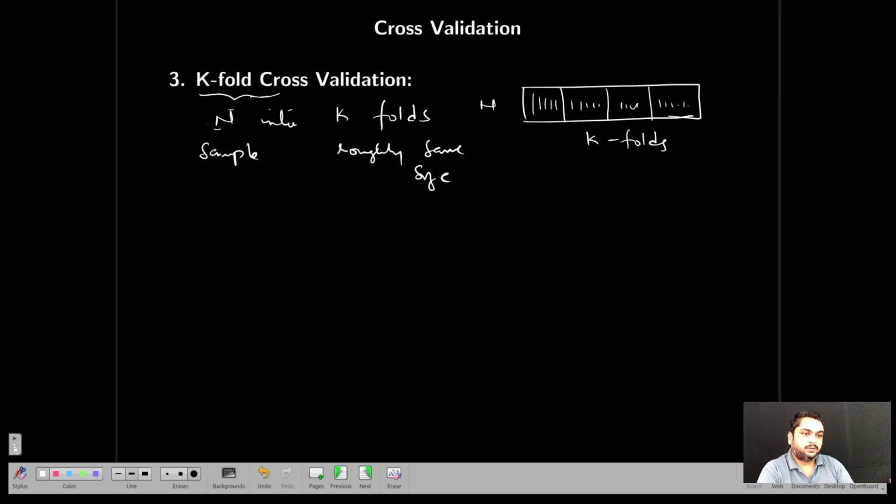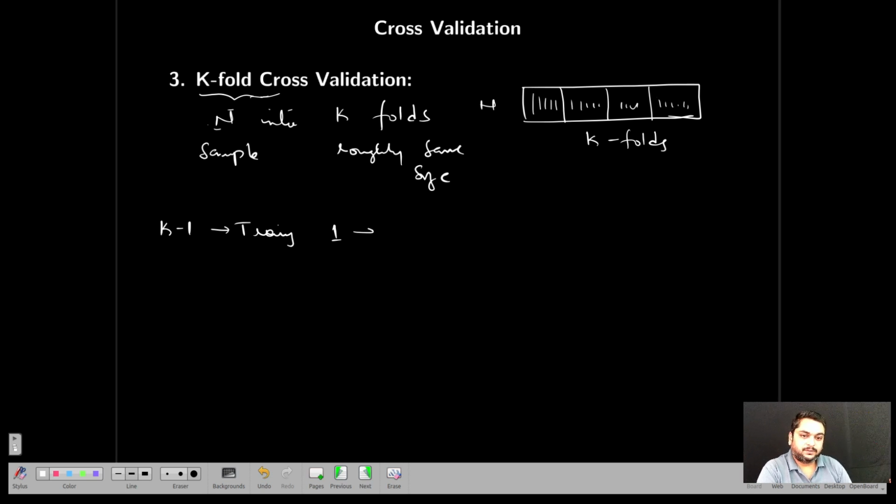Now you apply the concept of leave one out cross validation here. So instead of n, I have k here. So what is the procedure? The procedure is to choose k minus 1 folds for training and one fold as the test data set.